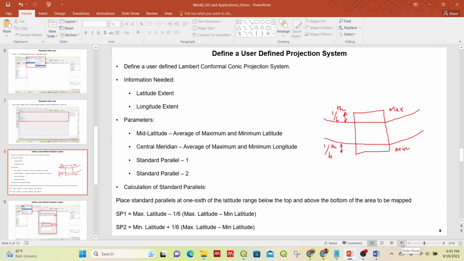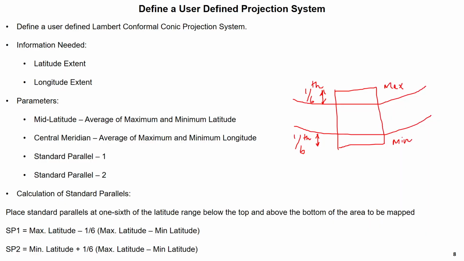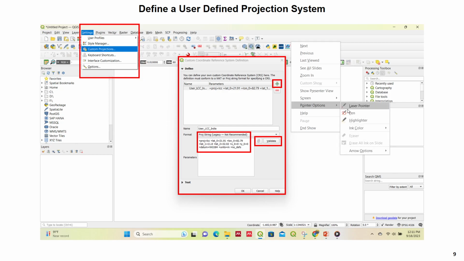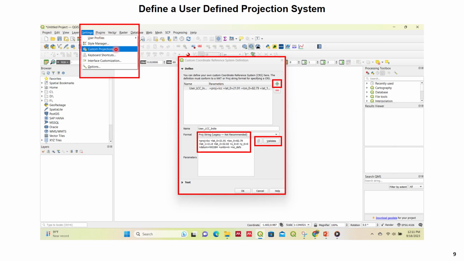So next we will see how to set. So when you go to QGIS, settings, custom projections, when you click on it, you will get this dialog box. So first there will not be anything here. So we need to give a name for it, and then we need to click the plus button. So it will get automatically added.